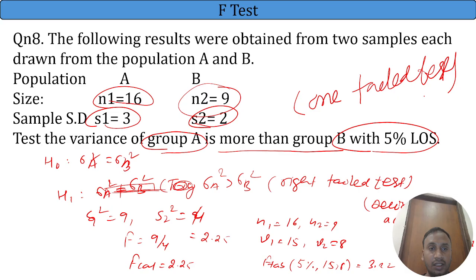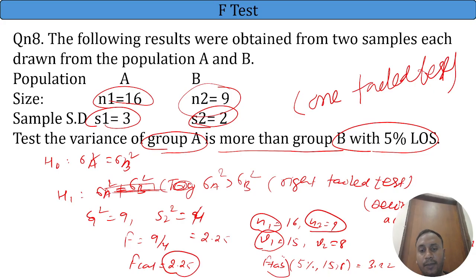Yes, sir. This is a similar question, but here we don't have to calculate the S1 square, S2 square; they are already given. So S1 square will become what? 9. S2 square, 2 square, 4. So now F is equal to 9 by 4, 2.25. And this is N1, N2. Degree of freedom will become 15 and 8. This came 2.25. F tabulated also came at 5%, 15 and 8. So we don't have enough evidence to reject the null hypothesis. Okay.